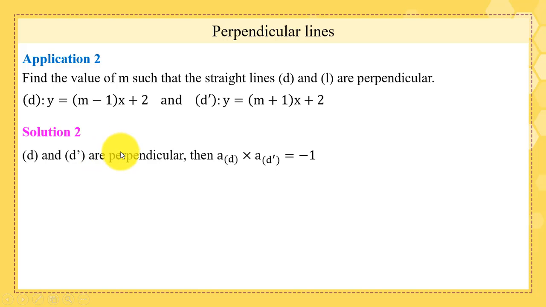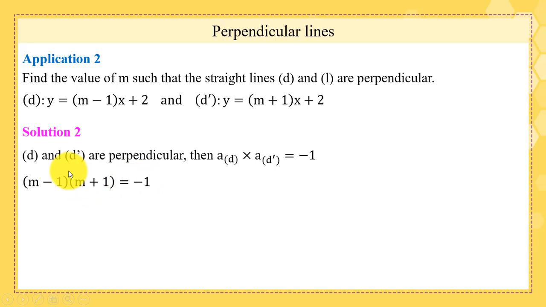Then we have a of D, the slope of D, times a of D prime, the slope of D prime, is equal to -1. Substitute the two slopes: (m-1) times (m+1) equal to -1.